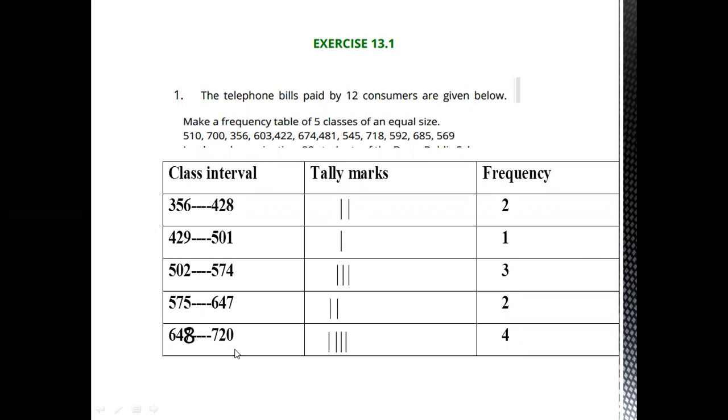Why do we go up to 720? Because the last value is 718, so in this interval it will lie. If you check, for 5 classes we will get 1, 2, 3, 4, and 5.